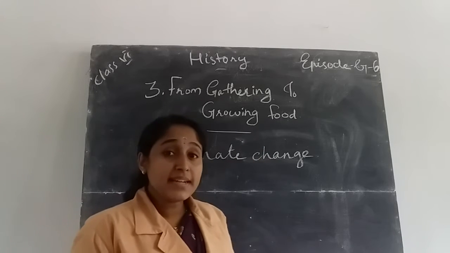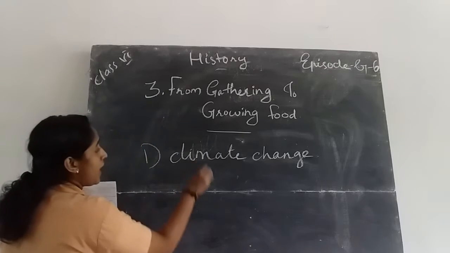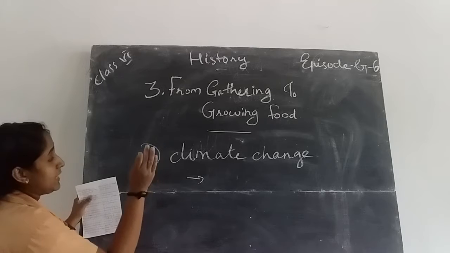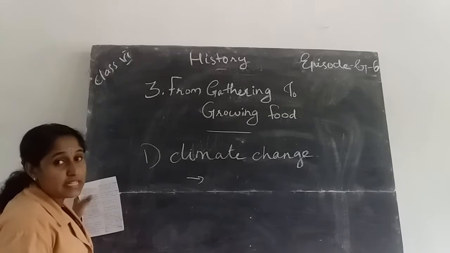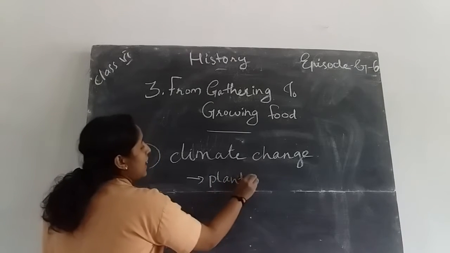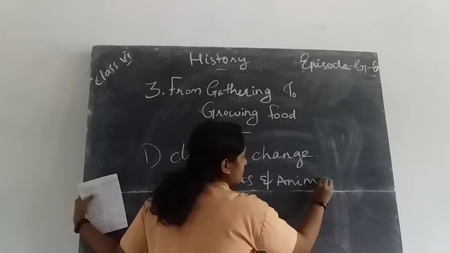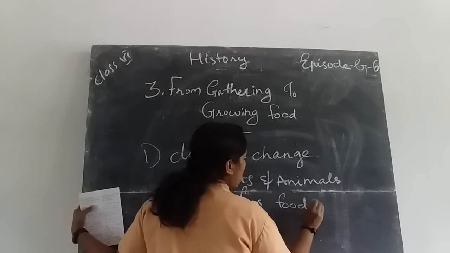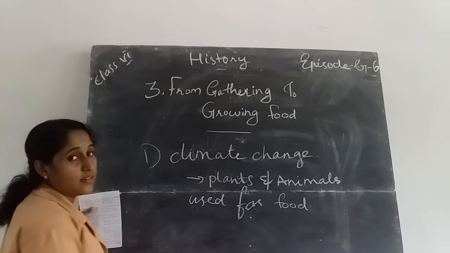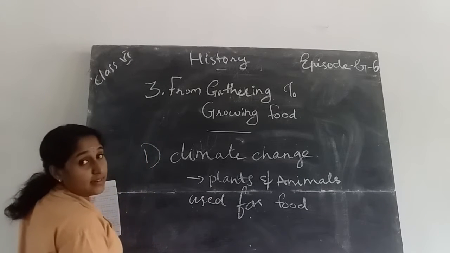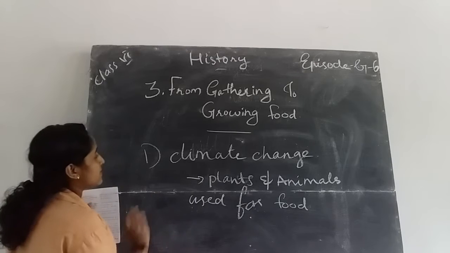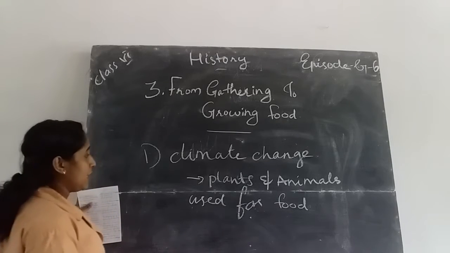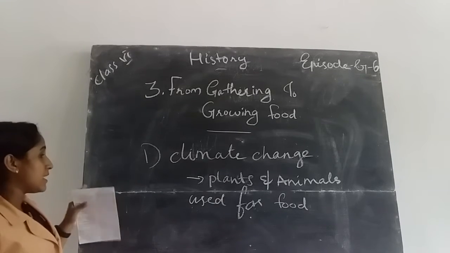They used plants and animals for their food. After the climate changed in the world, people used plants and animals for their food. So this is the beginning of the change in early humans. The climate change was one of the major reasons for the changing of early humans. Then the people properly observed several things.